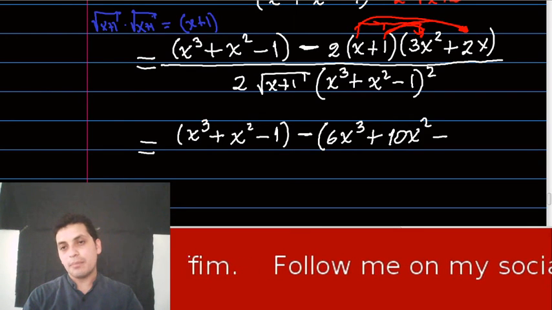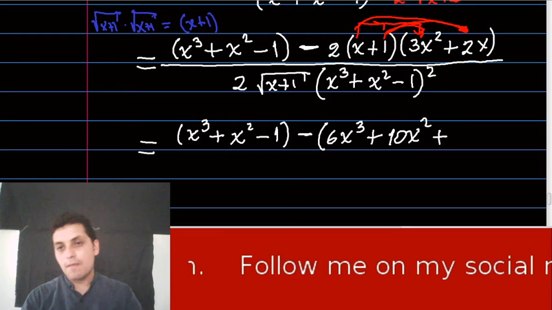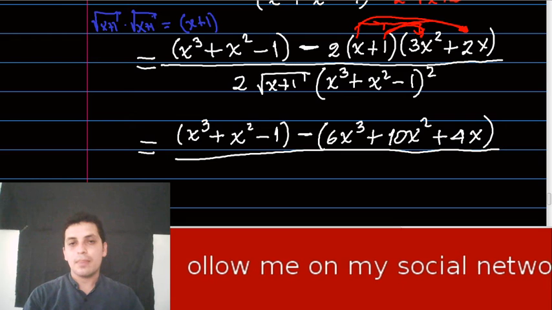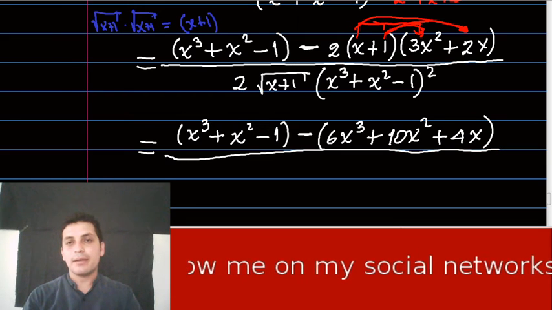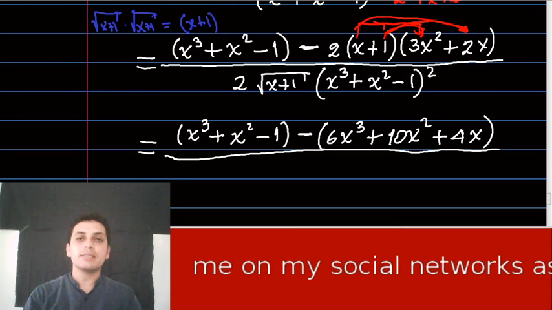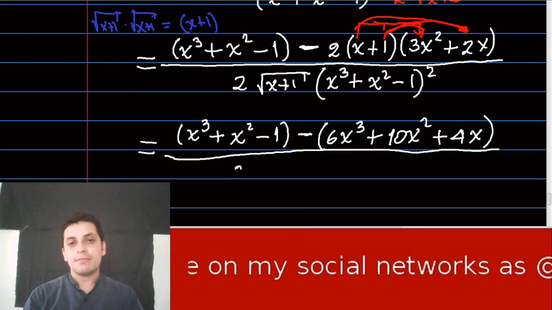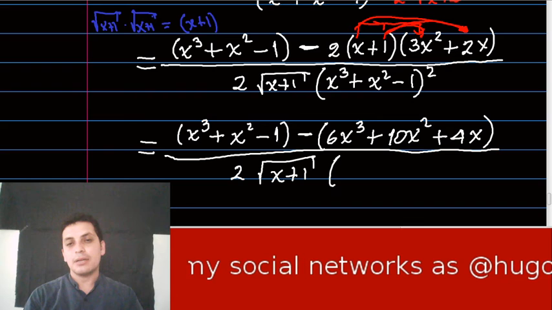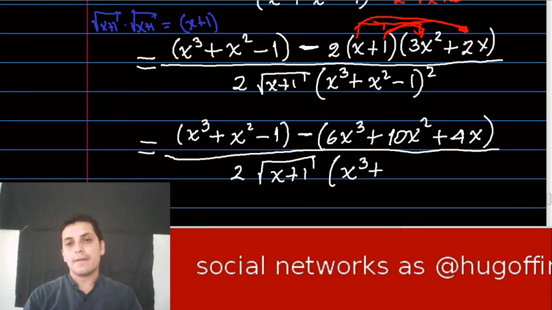10x squared plus 4x. Okay, after I multiply these two binomials and then times 2. The denominator stands still, okay? The denominator is the same.